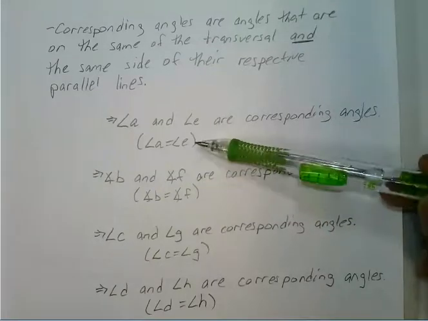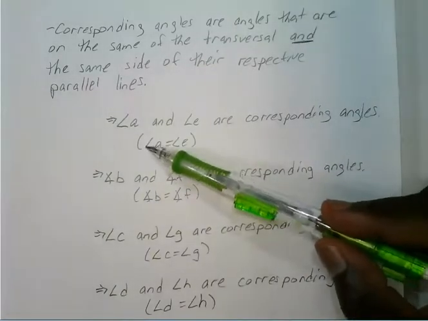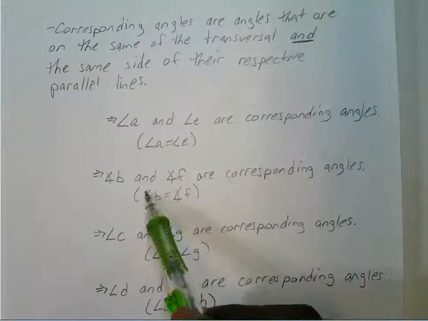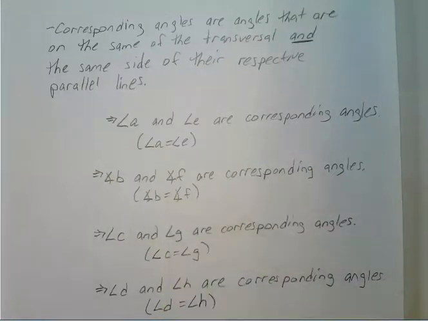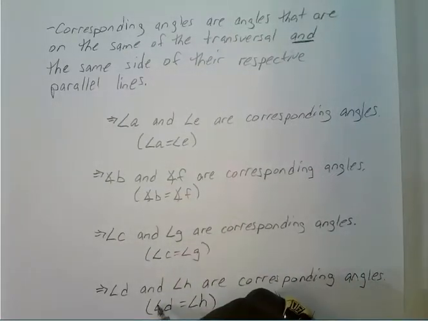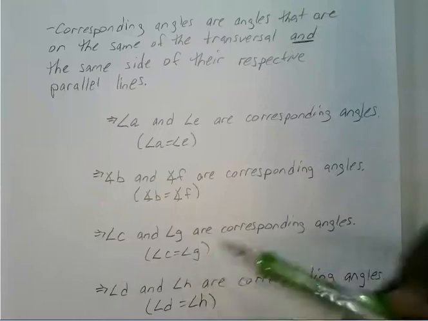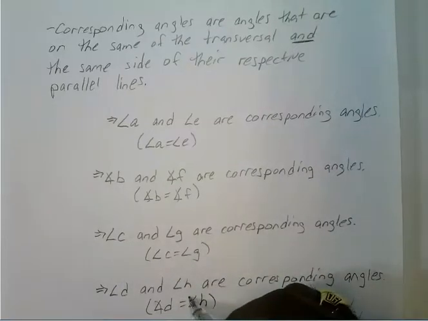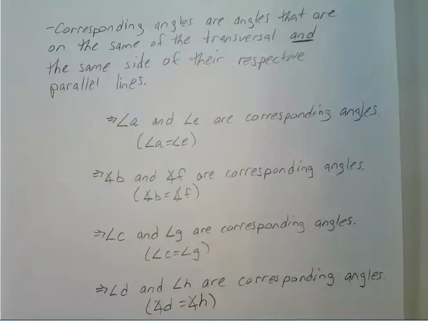If you notice on some of these, I just wrote the angle, and then on others I wrote the angle with this little curve over it. You could see it either way. You may see angles written like this, you may see angles written like that. I just want you to be used to seeing both of them. They both mean the exact same thing.